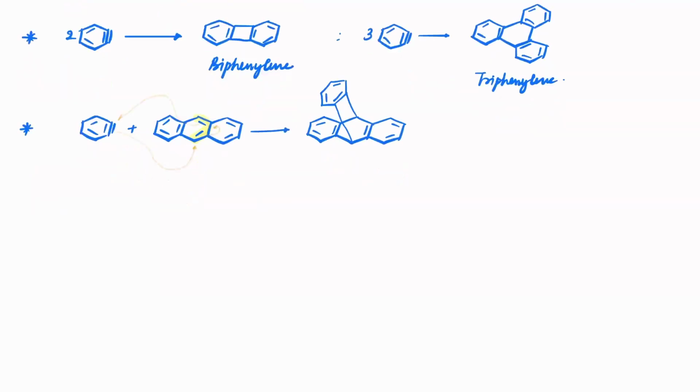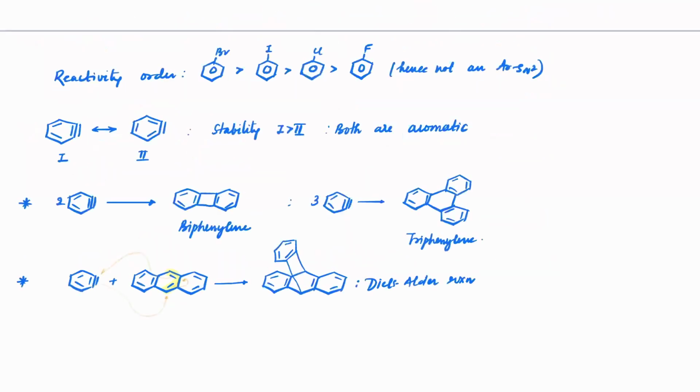Got it? This is called the Diels-Alder reaction. We have come across this before. Diels-Alder reaction. So these are the byproducts which you can get from benzyne. Clear with this point now?